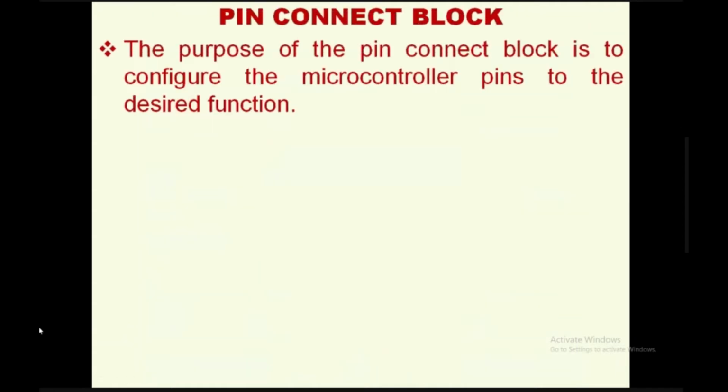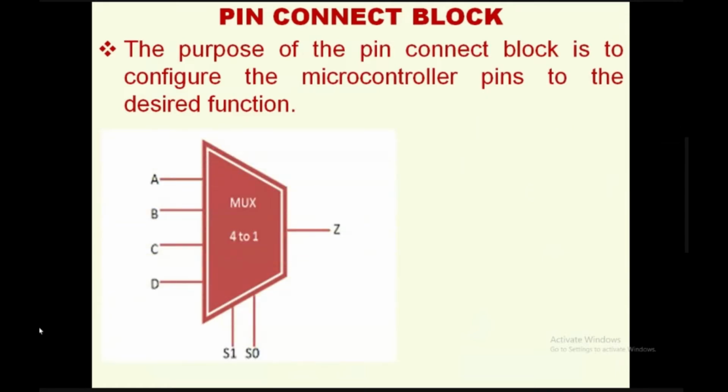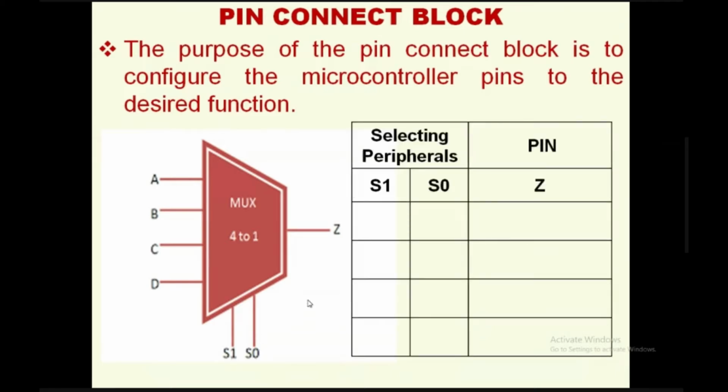So there is something called the pin connect block in the LPC2148 microcontroller. The purpose of this pin connect block is to configure the microcontroller pins to the desired function. Here there is a 4x1 multiplexer where A is GPIO, B is the first alternate function, C is the second alternate function, and D is the third alternate function. Which function is connected to Z is chosen by the selection pins S1 and S0. When S1 and S0 are 0, this is the default condition where A is connected internally to the Z pin. Z is our pin in the pin diagram, so pin number 1 means this is Z.